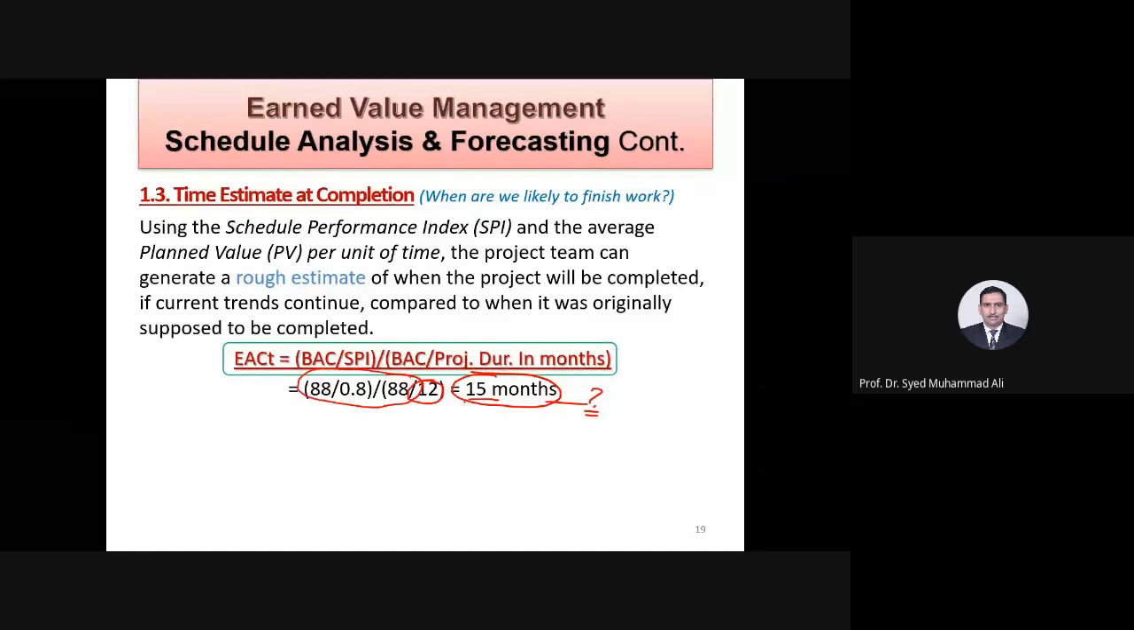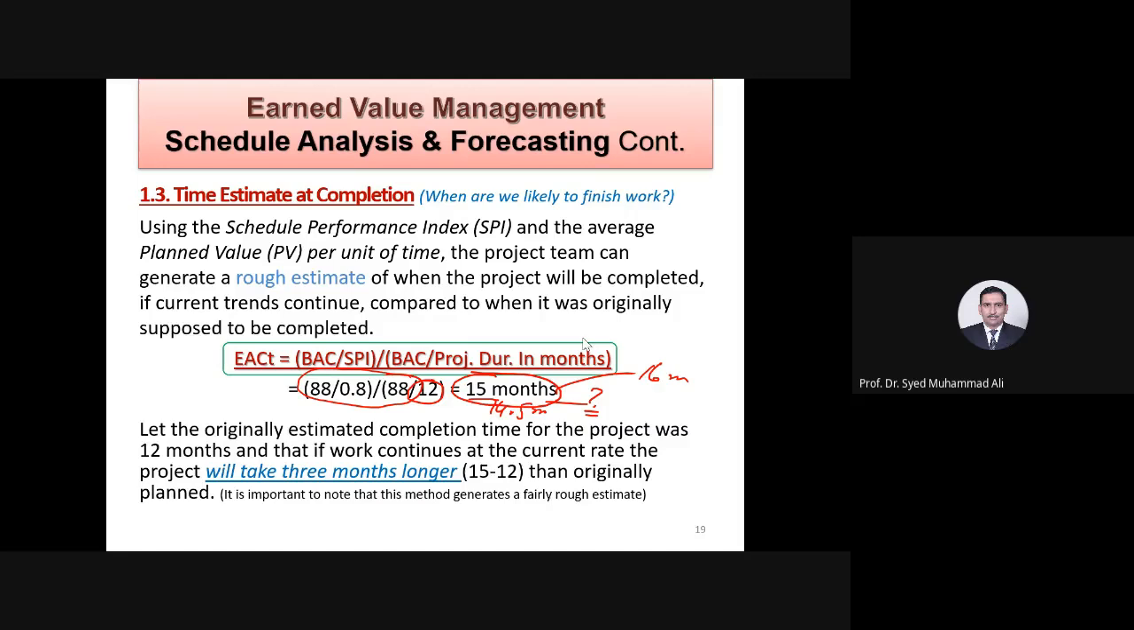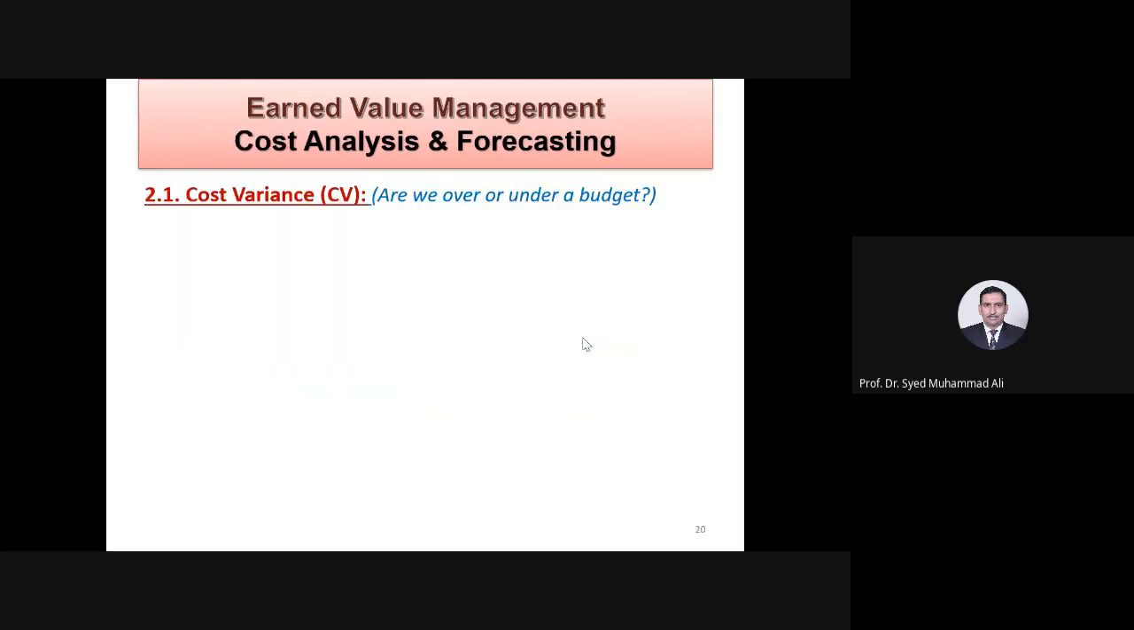If from today onward you become faster and you recalculate after, let's say, 1 month, maybe it comes out to be 14.5 months, for example. And if you are slower further, maybe it goes to 16 months. It depends. Based on the data, it is forecasting in how much time you are going to complete it. So this means that 3 months will be extra.